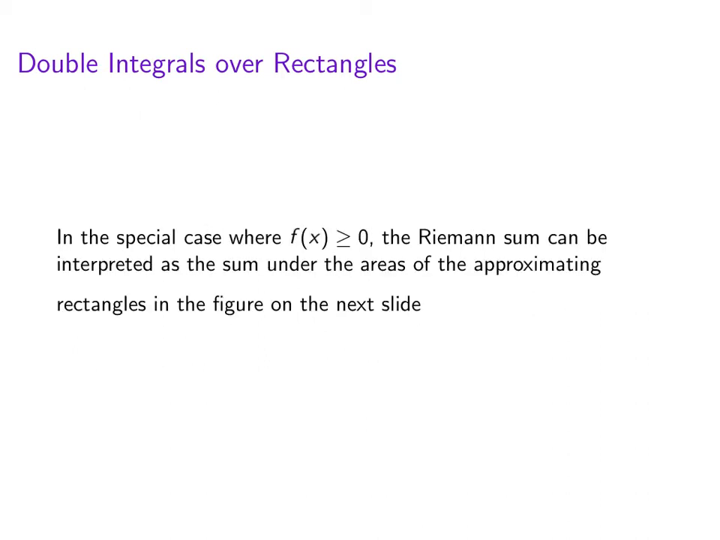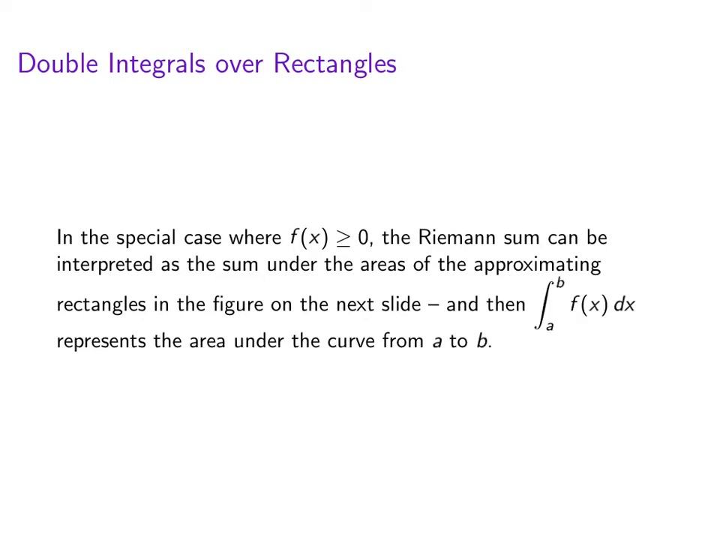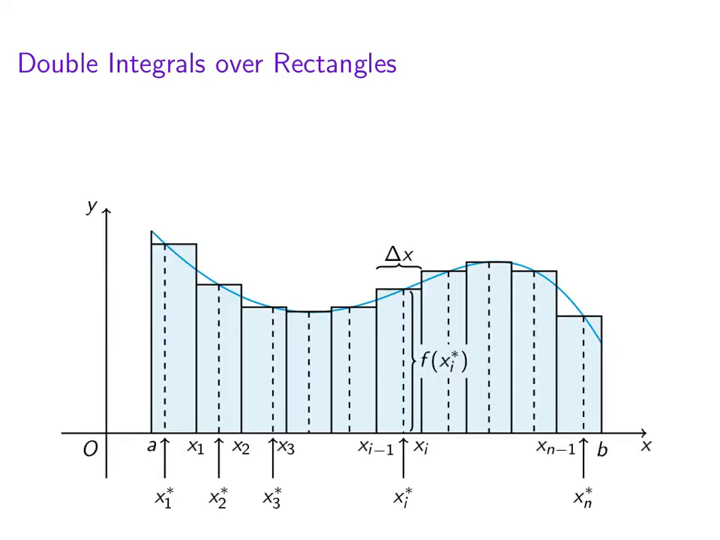In the special case where the function is non-negative, then we can interpret the Riemann sum as approximating the area under the curve. We'll show this in a picture in a moment. So the integral from a to b of f of x dx represents the area under the curve from a to b. Here's a picture of the curve and the approximating rectangles. You'll notice that the approximating rectangles are created by finding the height of the curve at the sample point and using that as the height of the rectangle.